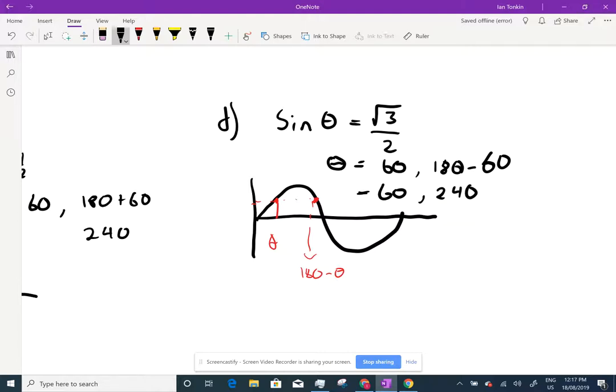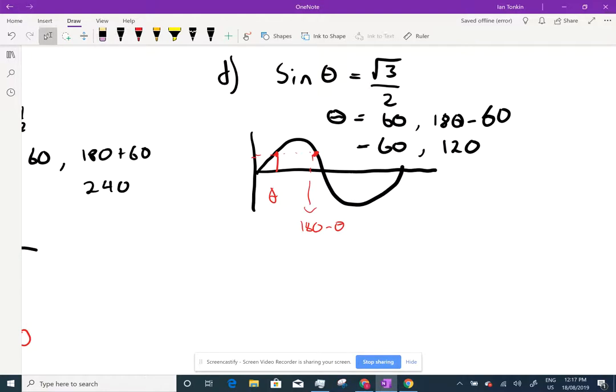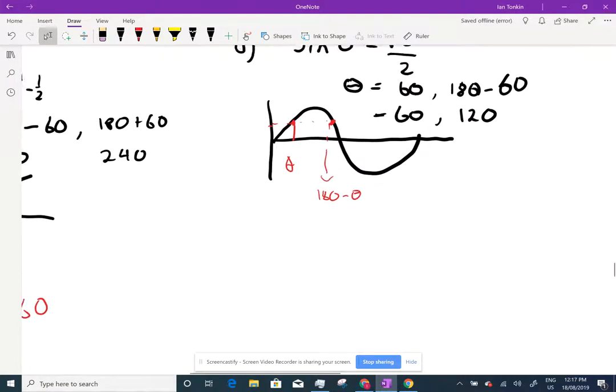That's a terrible zero. Oh, what am I doing? 60 and 120. And again, you check it on your calculator. And that's all you have to do: find the acute angle and decide what quadrants you need.